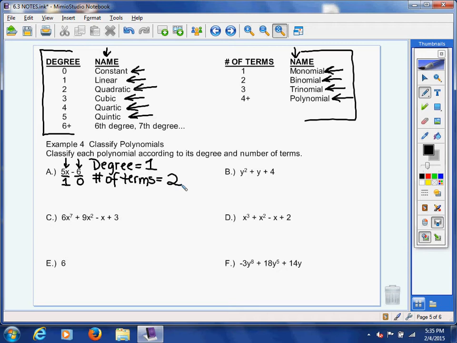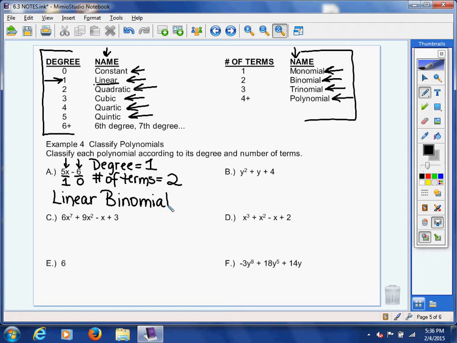So degree of 1. So here we go. Here's a degree of 1. That means it's linear. So this is a linear, and a linear what? We have to look at the number of terms. There are 2 terms. Oh, 2 terms is a binomial. So this particular polynomial is specifically known as a linear binomial. Linear because its degree is 1, and binomial because there are 2 terms.